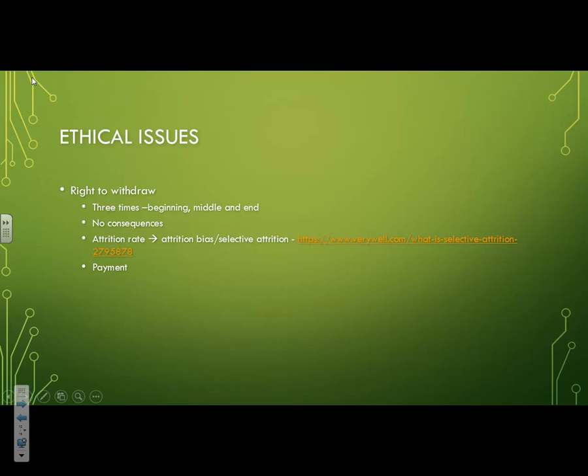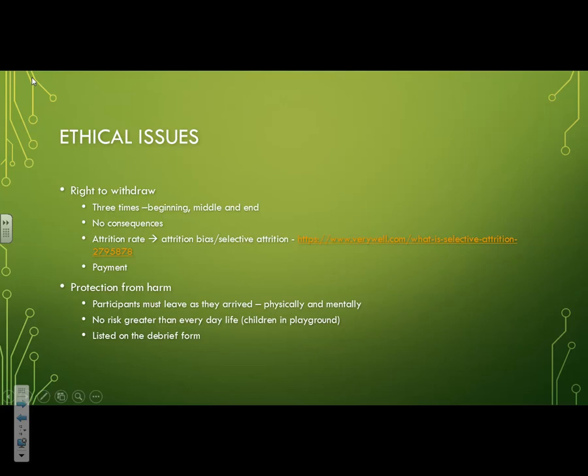Right to withdraw also becomes complicated with payment as well, so you still have to say, even if you withdraw, we will continue to offer you payment, because of course removing payment would be a consequence. Also, payment might make people feel they're obliged to remain when they should withdraw.